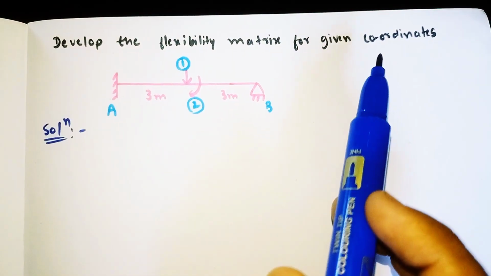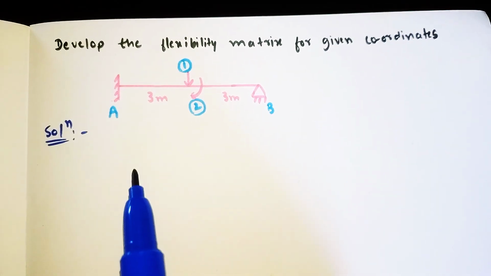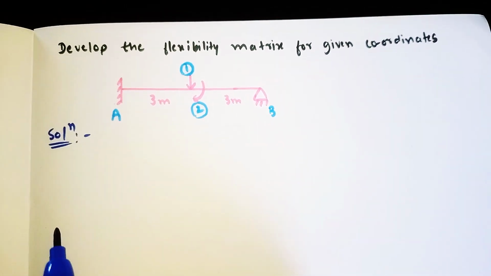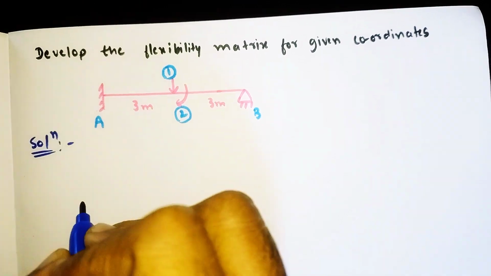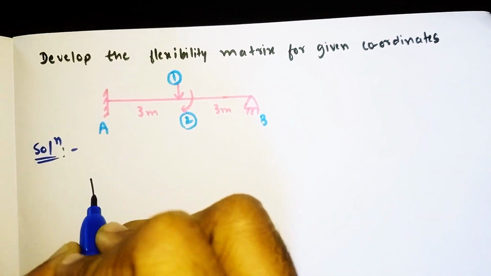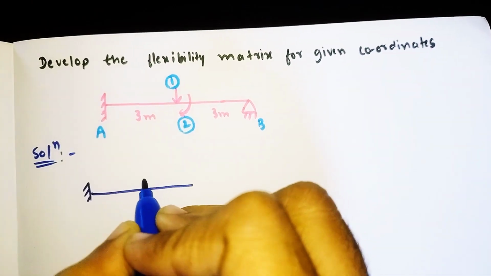Develop the flexibility matrix for the given coordinates. Here the coordinates are given. Coordinate 1 and coordinate 2 are given in the problem. So by using these coordinates we'll develop the flexibility matrix. So here we have to redraw the diagram like this.